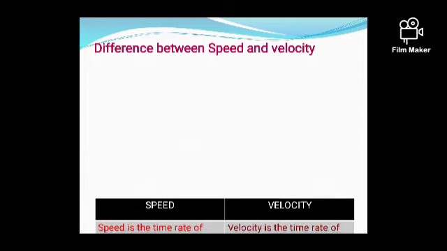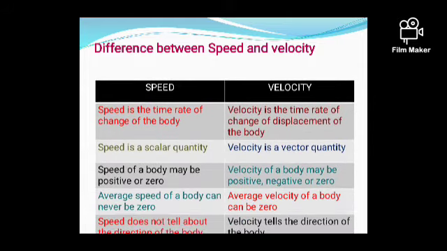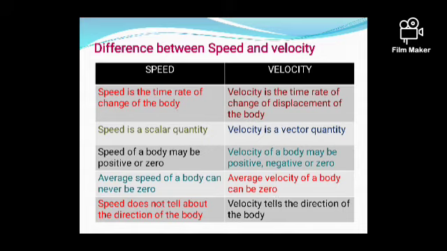Now let us see some of the differences between speed and velocity. Speed is the time rate of change of distance of the body, velocity is the time rate of change of displacement of the body. Speed is a scalar, velocity is a vector. You can just read it.